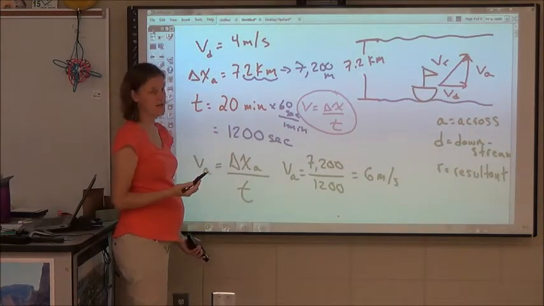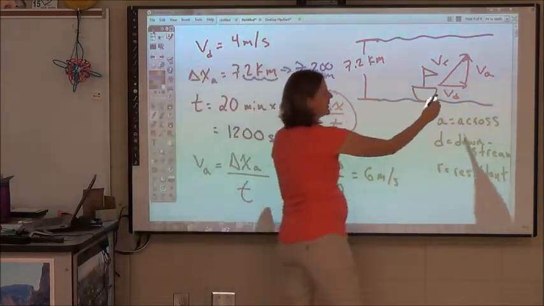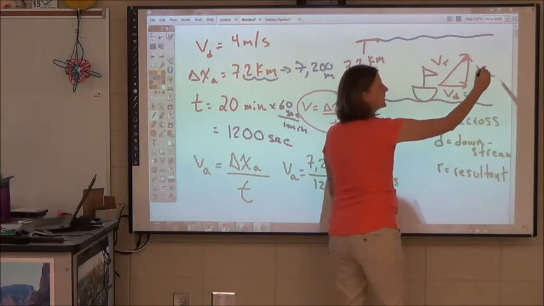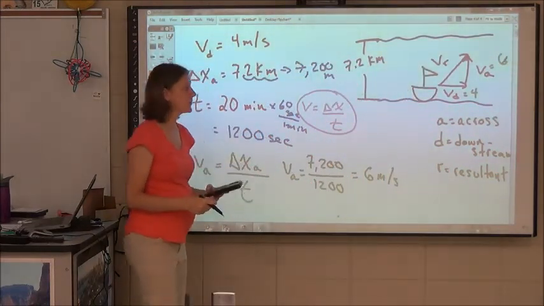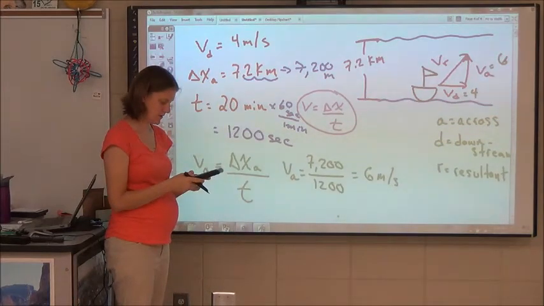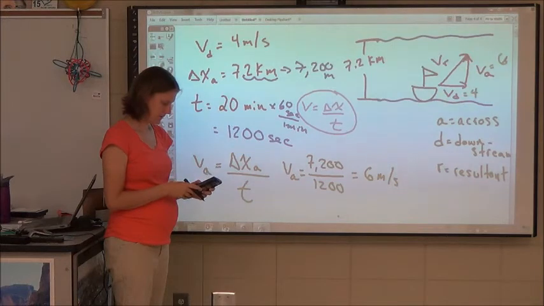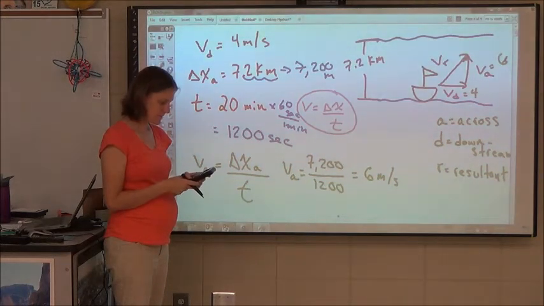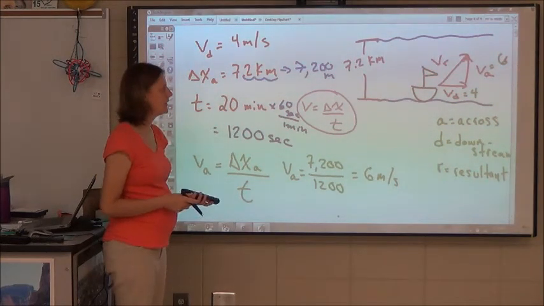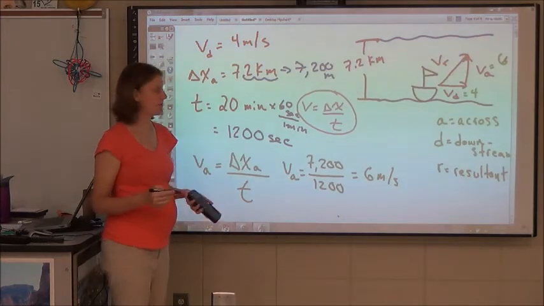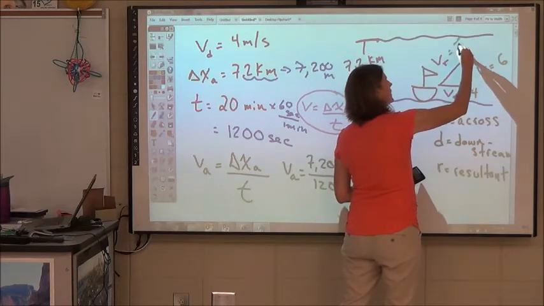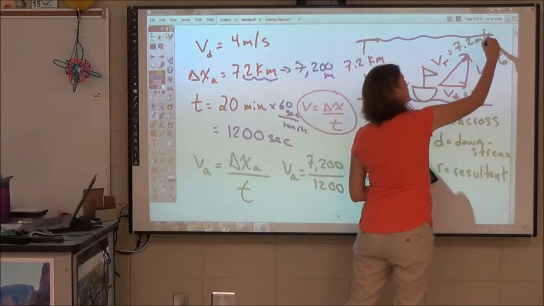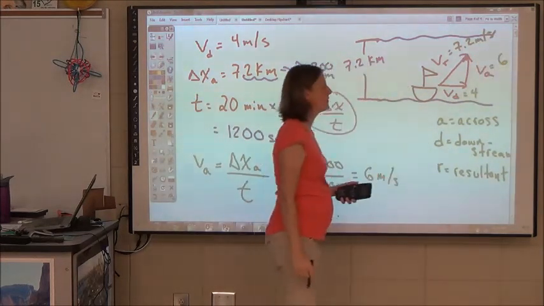But now I know the sides of my triangle. Downstream velocity was 4, across was 6. So just do the Pythagorean theorem with 4 and 6. You get 7.2. So that is the first answer. The resultant velocity is 7.2 meters per second.